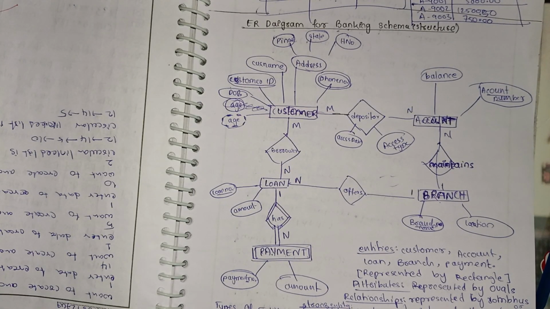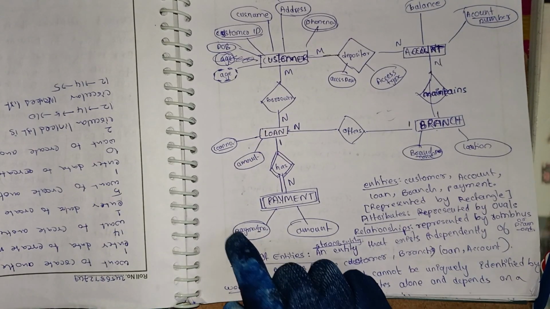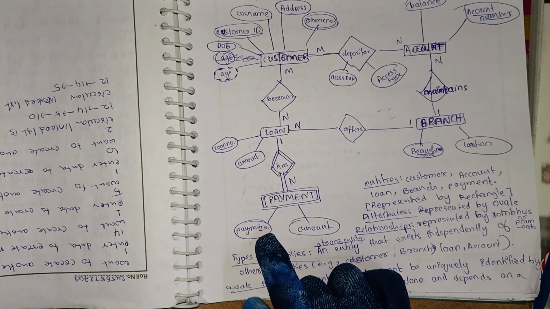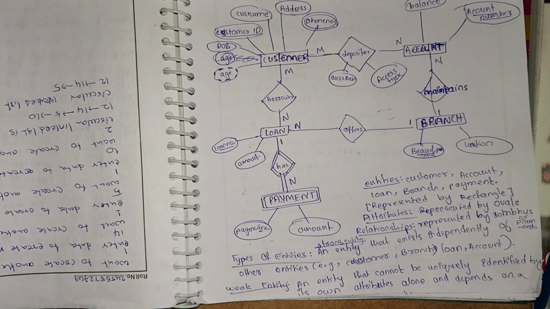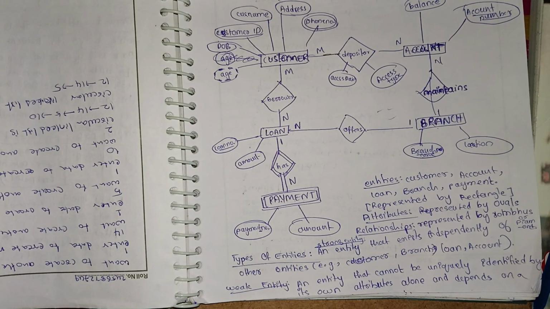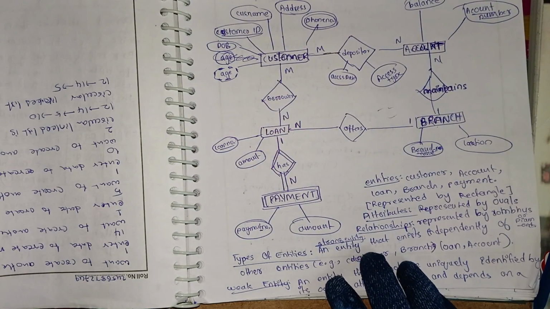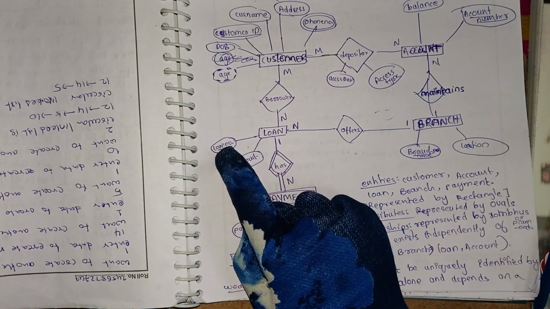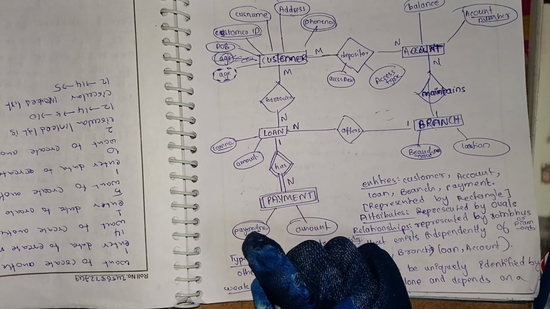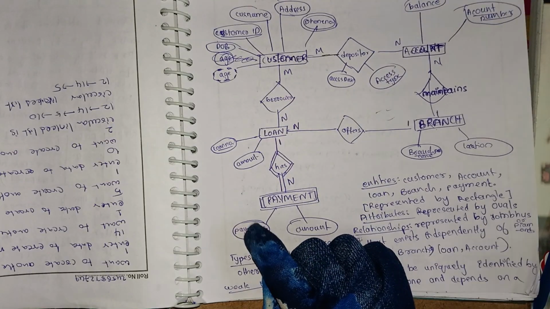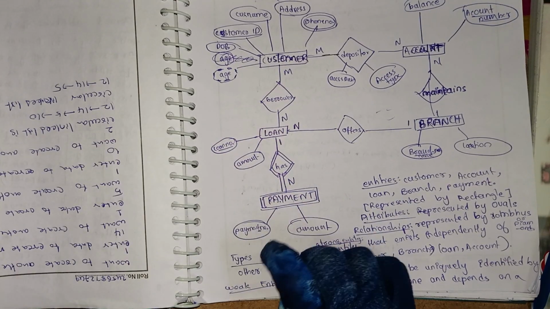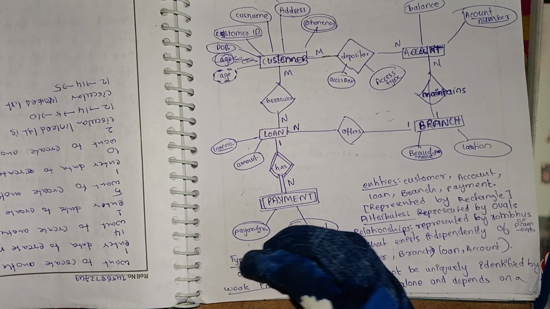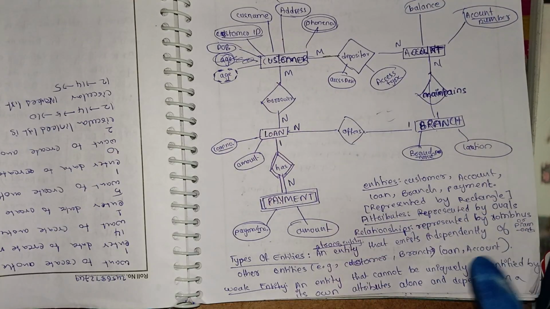This payment number is a partial key. Partial key means a key which does not uniquely identify a row unless it is combined with the primary key of the stronger entity, which is loan number. If it is combined with the primary key of the strong entity, then both together can uniquely identify each row in the table.